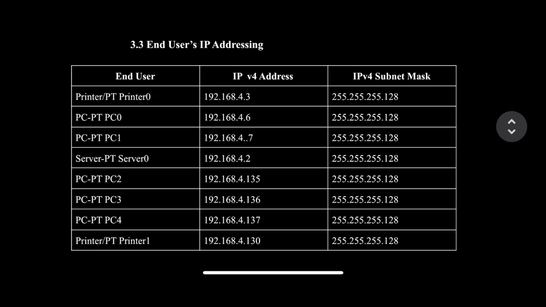192.168.4.7. For our second LAN and our second subnet, the first one is printer 1 at 192.168.4.130, and continue with PC2 at 135, PC3 at 136, and PC4 at 137. And all of our subnet masks are 255.255.255.128.